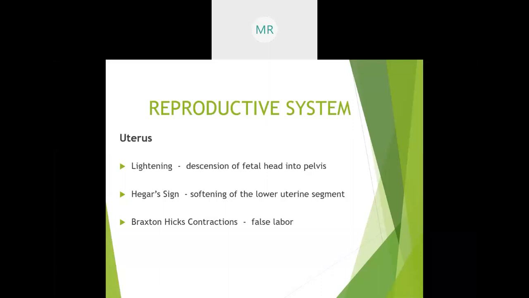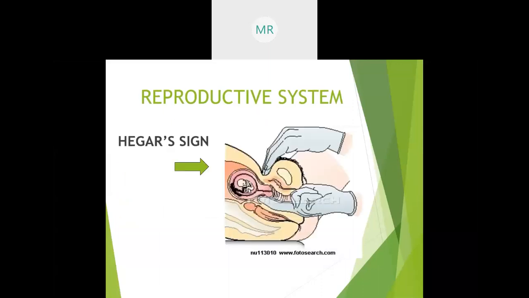So when we put mom in stirrups and we do a sterile vaginal exam, we notice that softening of the lower uterine segment. And then you hear sometimes of false labor. It's Braxton Hicks contractions, I always call them. It's a rehearsal, okay, of what's to come with the true contractions, true labor. The softening of the lower uterine segment is an example of Hegar sign. This is during a sterile vaginal exam when mom goes in for her first prenatals.